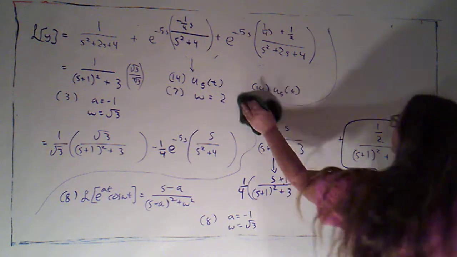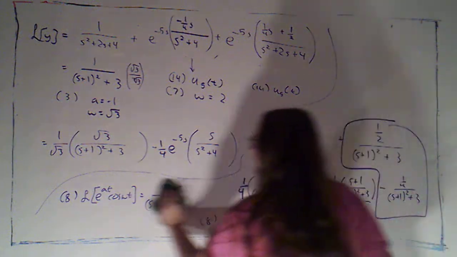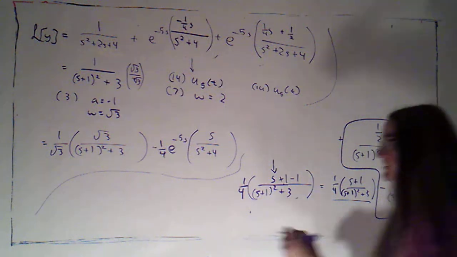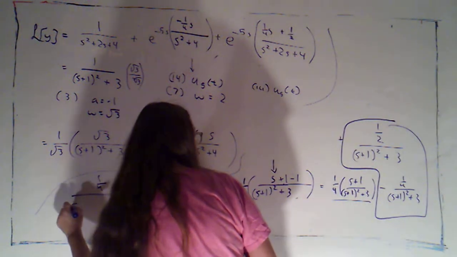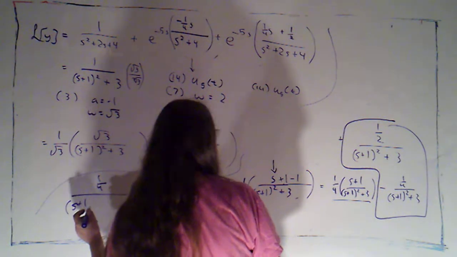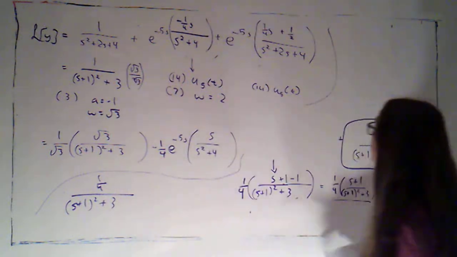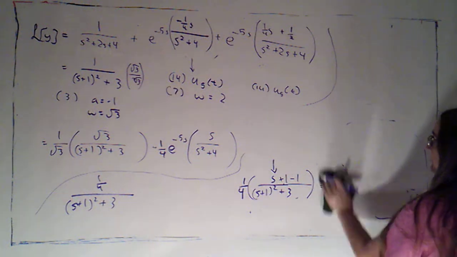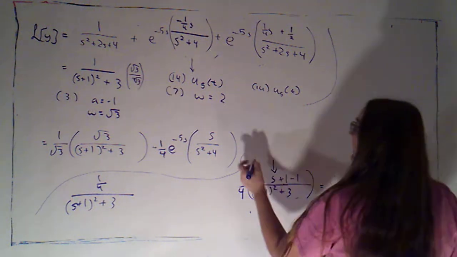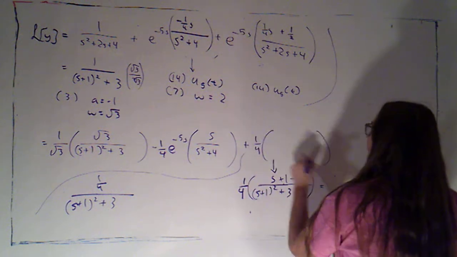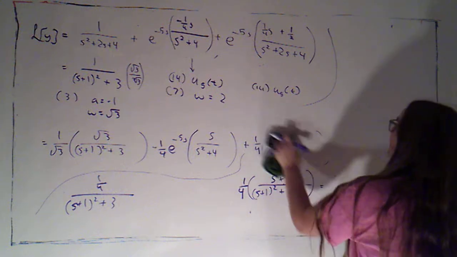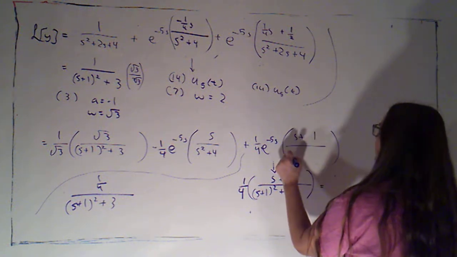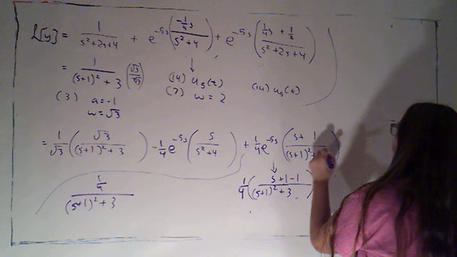Okay, so let me just copy what I need to still deal with. What I need to still deal with is this minus this. Now a half minus a fourth is just a fourth. So I've got 1/4 over s plus 1 squared plus 3. But what I've gotten from this one piece here is plus 1/4 of, we still had the e to the -5s, and then times s plus 1 over s plus 1 squared plus 3.